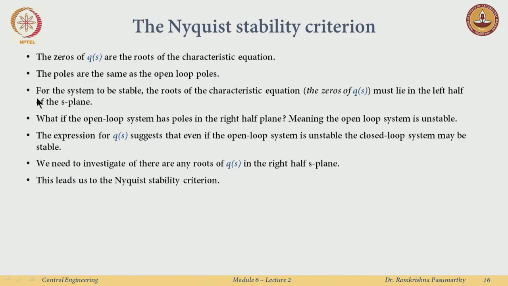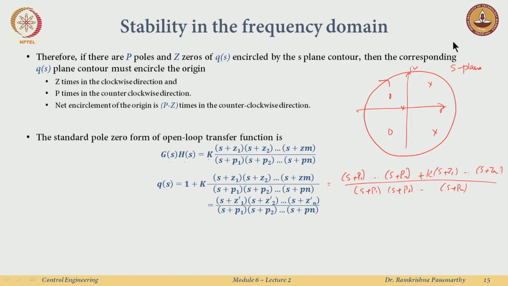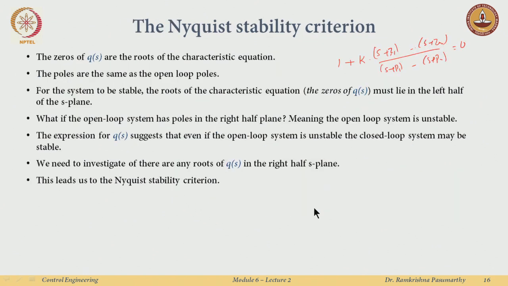Now, when is this system stable? For the system to be stable, the roots of the characteristic equation must lie in the left half of the S plane. The characteristic equation is 1 plus K times (S plus Z1) till (S plus Zm) over (S plus P1) till (S plus Pm) equal to 0. So, Q(S) is equal to 0. That is what we know from the earlier lectures.